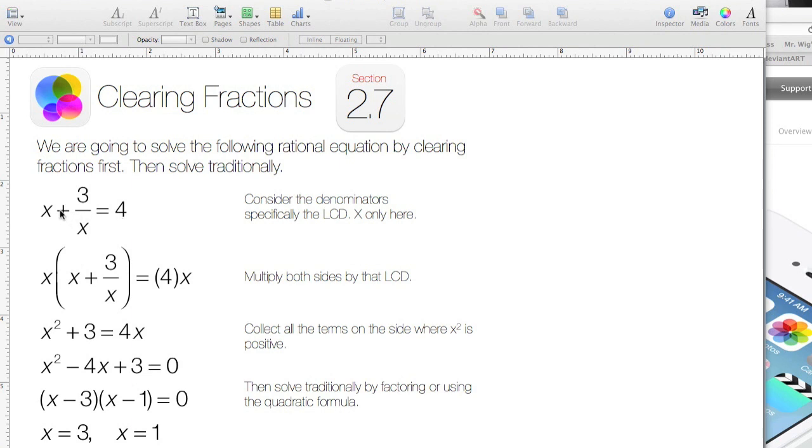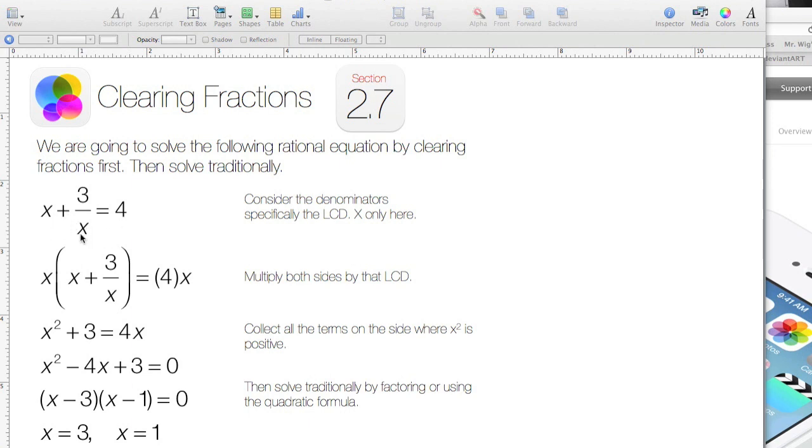If I don't do this, I'm going to have to maybe combine like terms or find a common denominator. One of the ways we can avoid that is to simply get rid of the fraction completely, which we call clearing the fraction. I look at my denominators. I specifically want to get rid of this x in the denominator, so I can look at all the different denominators that I have. This one's really straightforward because I have a 1, I have a 1, and I have an x.